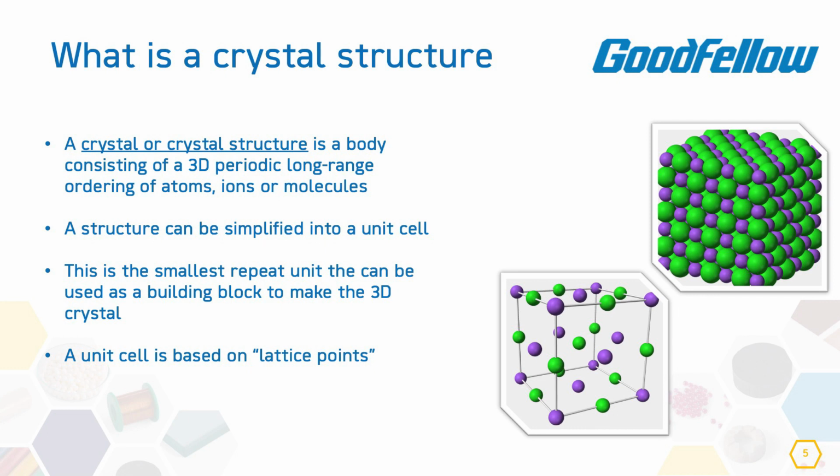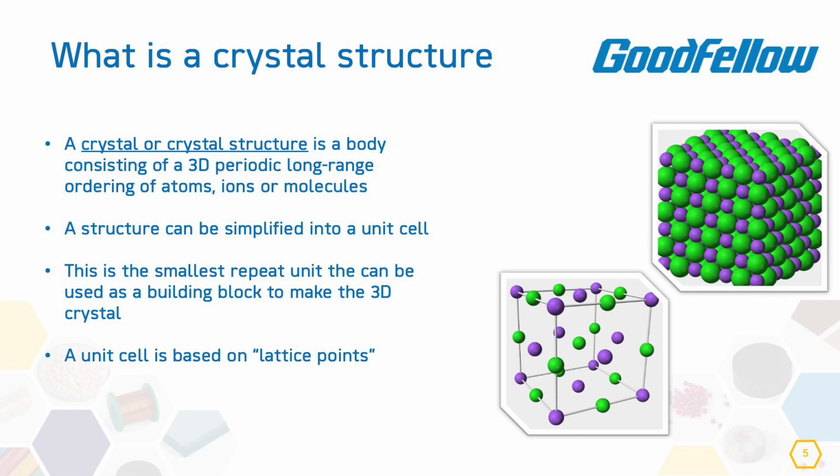So a unit cell is based on lattice points. This is the position within the unit cell in which the probability of finding an atom or ion or molecule is at its highest. And it is these positions that determine the shape of the unit cell. For example, the unit cell we have on the screen now is known as a face-centered cubic.